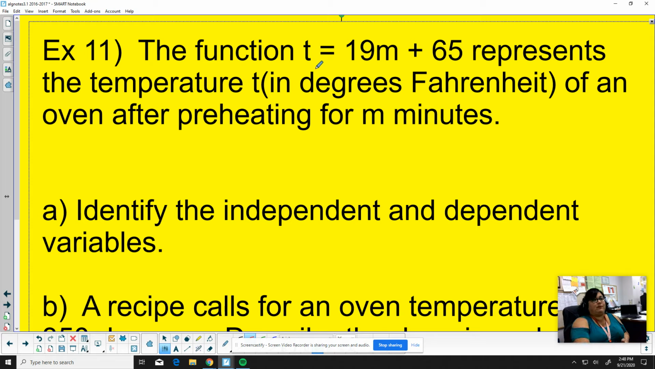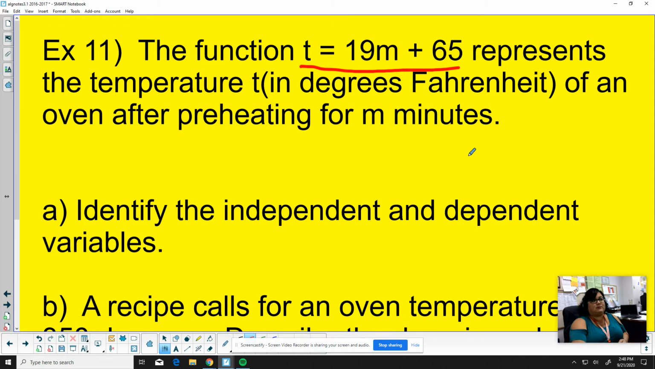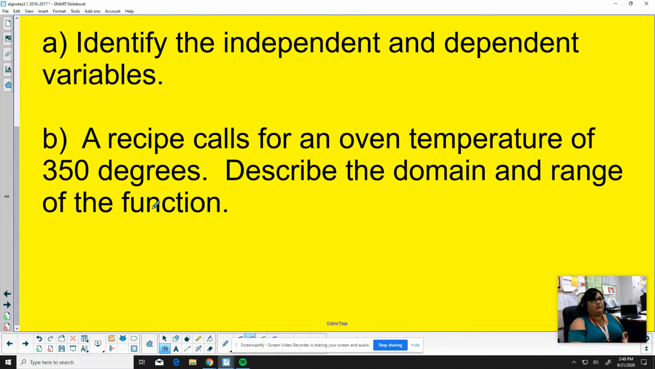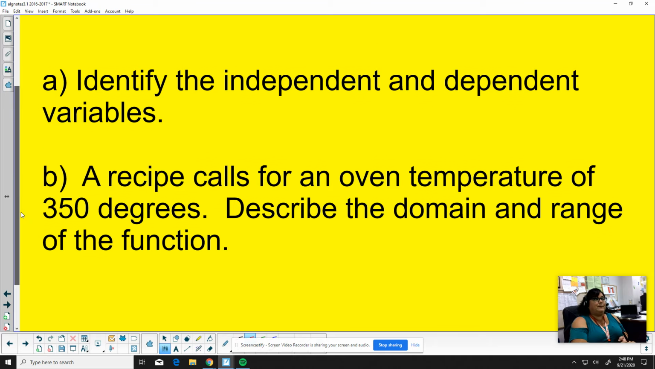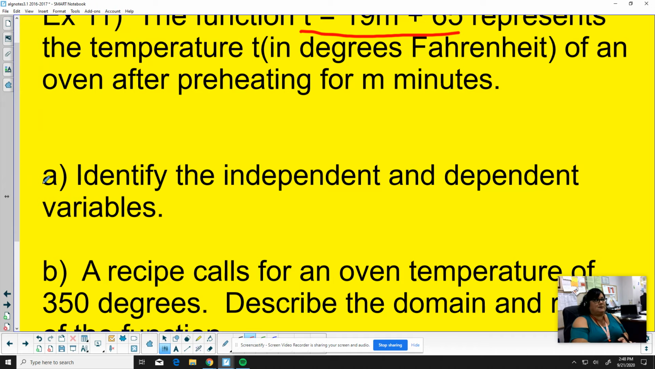Okay, so I have another one here. Why don't you press pause and give this a try? Okay, so we're going to decide what is the independent and dependent variables. We are going to plug into a table for an oven temperature of 350 degrees. So you really don't need a table. You could just plug 350 degrees into your equation. So go ahead and press pause and try this.